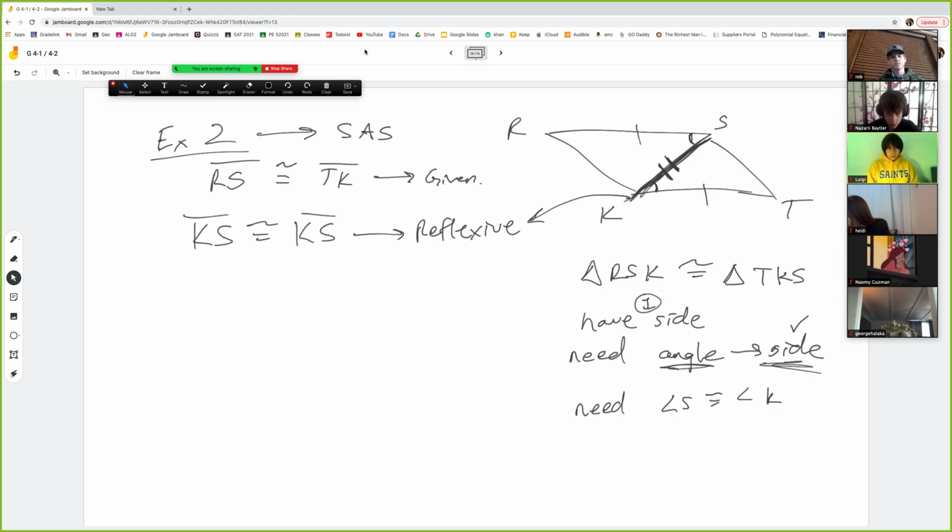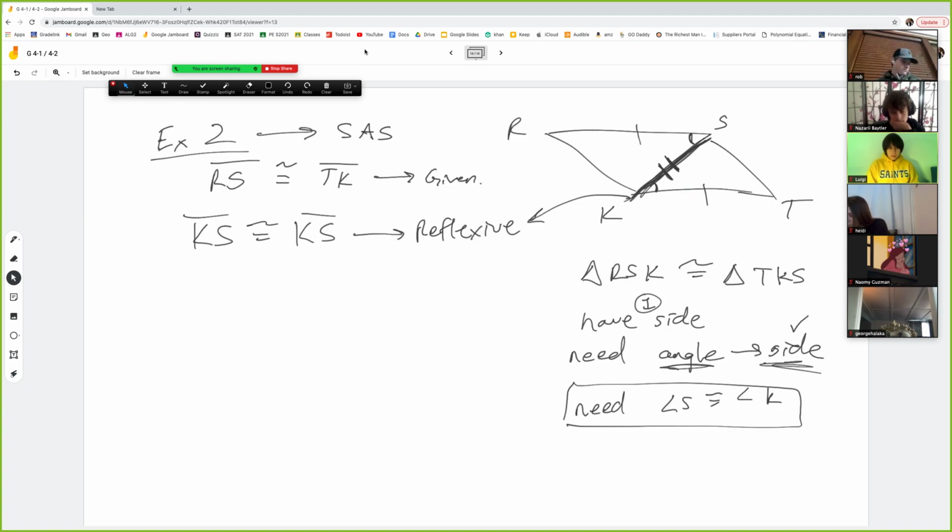So, what we need is that information. If you could somehow prove this, then you could prove the two triangles are congruent. However, unless they told us that these two lines are parallel, which they haven't, there's not enough information in order for us to prove that.